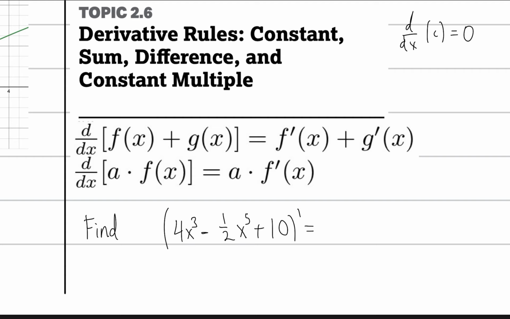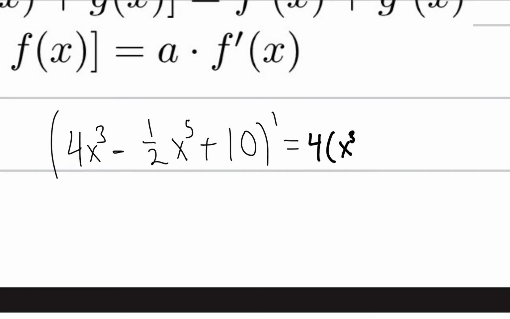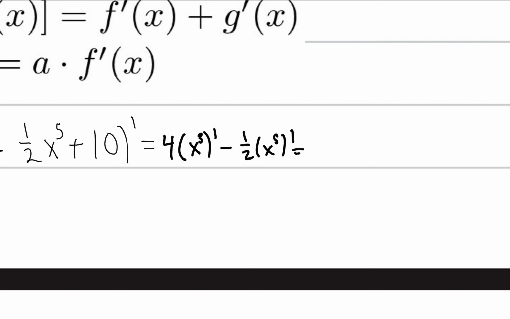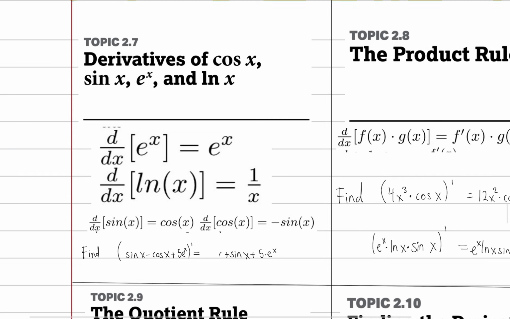So knowing all of this, we can now evaluate a full polynomial, we can find its derivative. So how are we going to do it? Well, first, we could split it into the sums of the derivatives and factor out. So x cubed prime minus 1 half x to the fifth prime, and then of course plus 10, but the derivative is 0. And then of course this is the same as 4 times 3x squared minus 1 half times 5x to the fourth. So that's our derivative. And moving on to topic 2.7, now we have derivatives of some more complicated functions: cosine, sine, the exponential, and the natural logarithm.